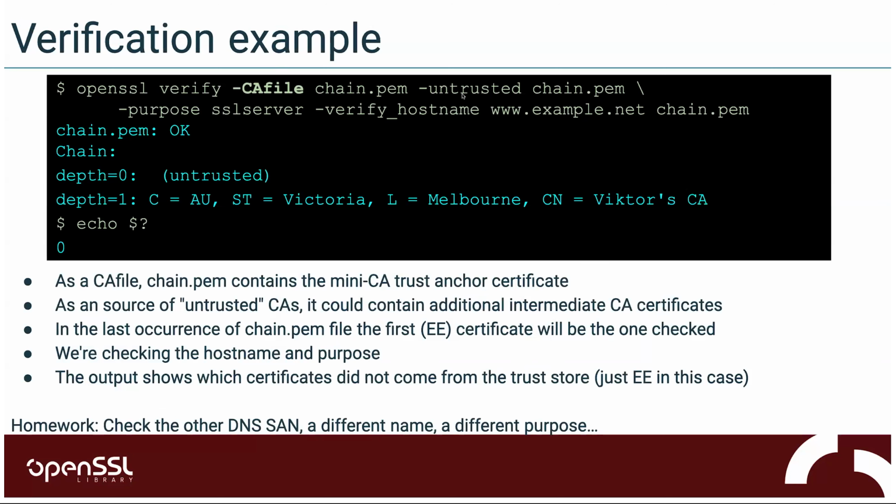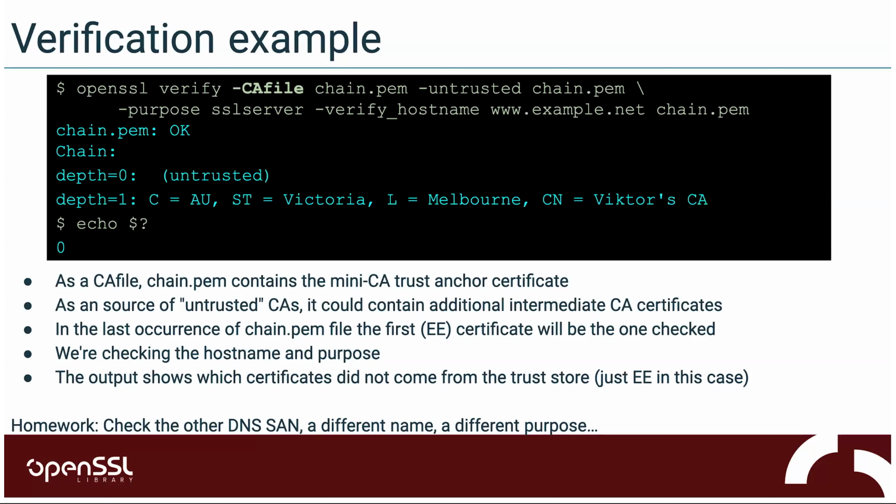There's an additional option here, -show_chain, that isn't shown in the slide. Sorry about that. So I asked it to output the chain, and it outputs the identity certificate first at depth 0. It says in parentheses untrusted. This is not a bug, not a problem. What it's telling us is that it didn't come from the trust store. This is a certificate that we're verifying. So it's quite common and normal for the depth 0 certificate to be untrusted.